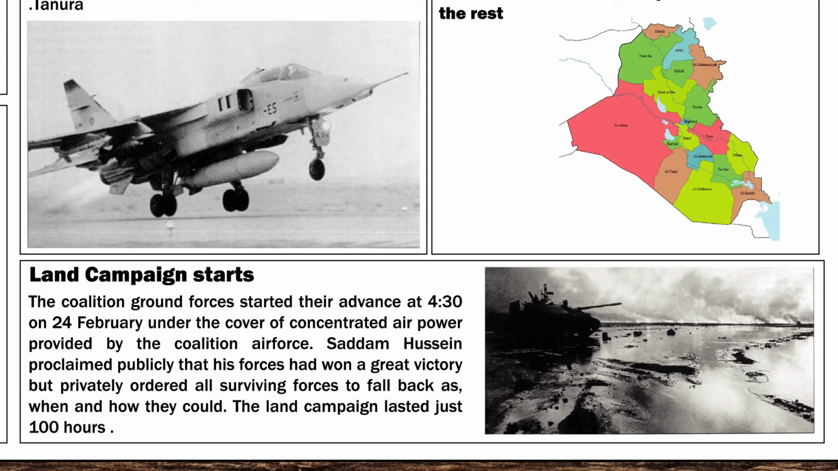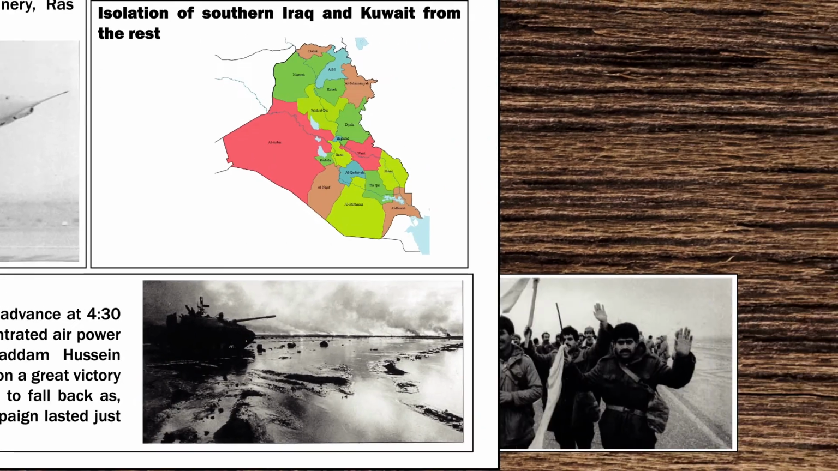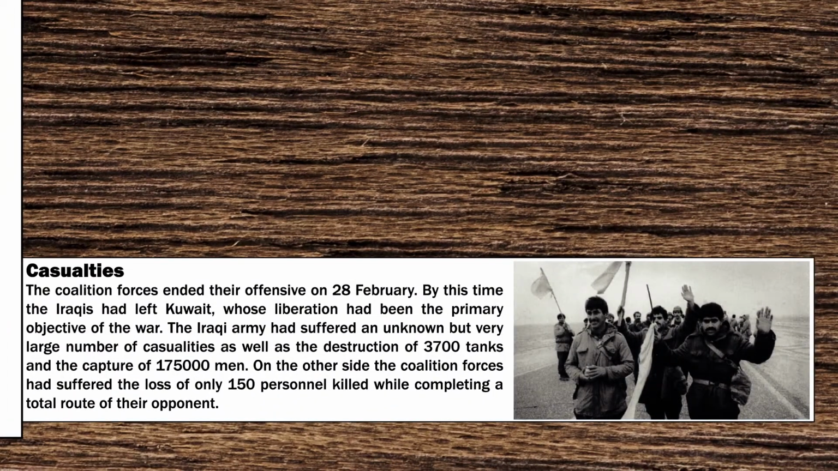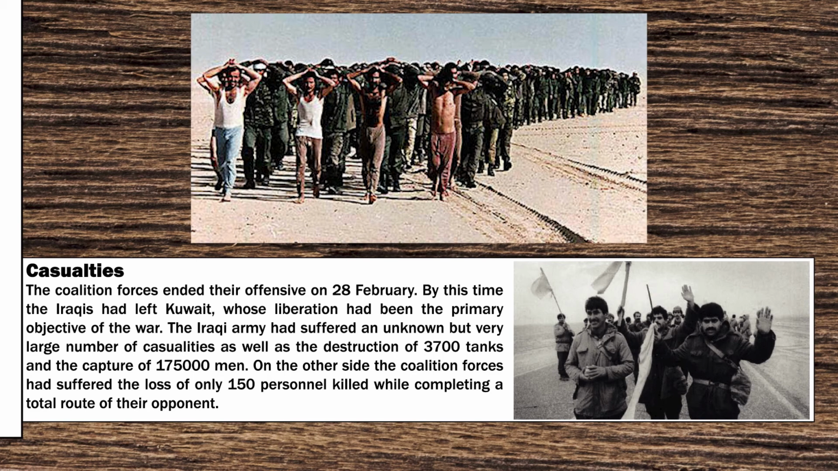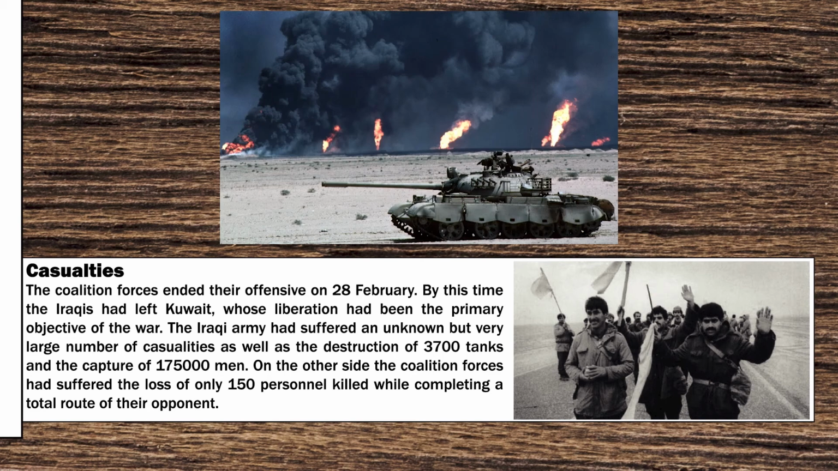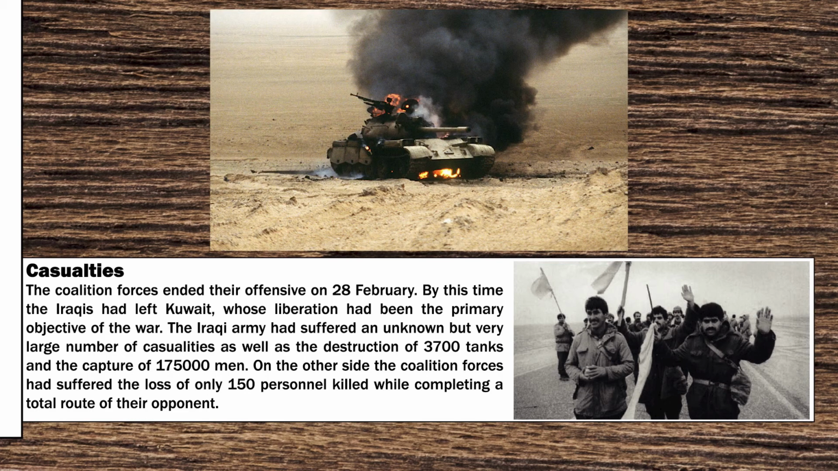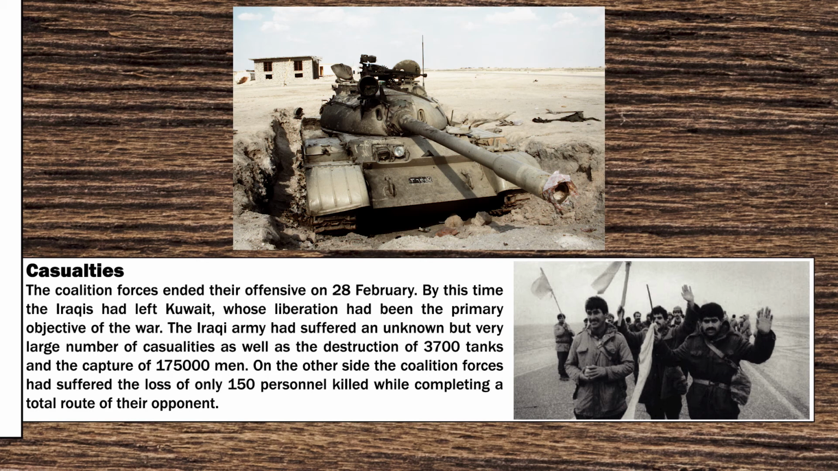The coalition forces ended their offensive on February 28. By this time, the Iraqis had left Kuwait, whose liberation had been the primary objective of the war. The Iraqi army had suffered an unknown but very large number of casualties, as well as the destruction of 3,700 tanks and the capture of 175,000 men.